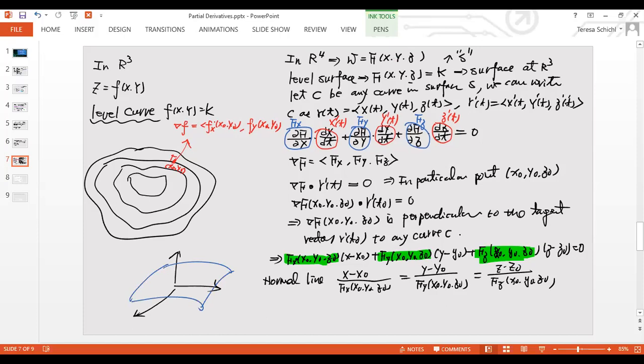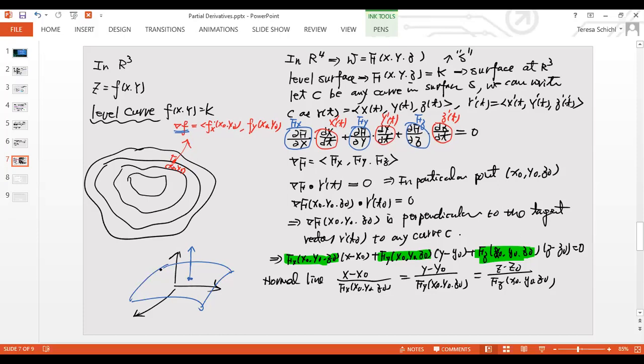So what does that mean? The gradient vector is going to be perpendicular to this level surface. So this is the normal line, and that's why it's the same as in R3 when you drop to R2. This will be the gradient vector, perpendicular to this level curve here.